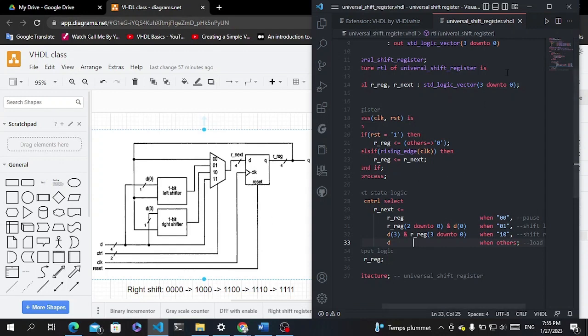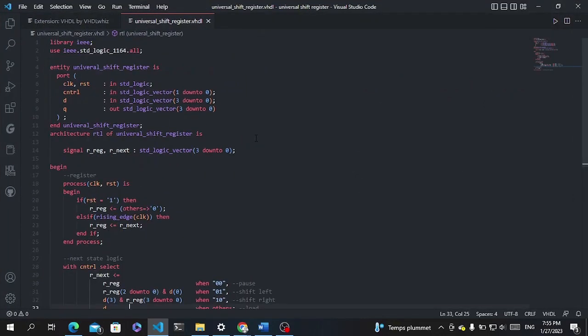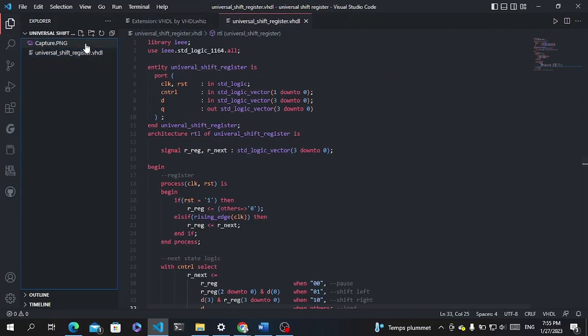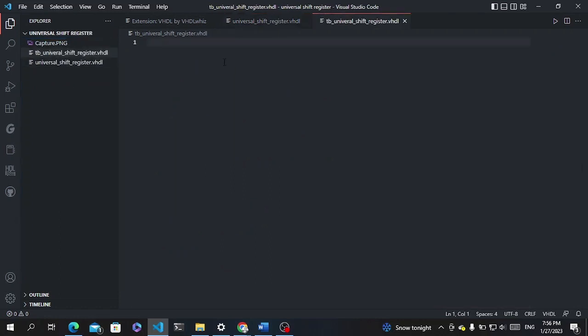Great. So now let's write our test bench so that we will be able to test our signal. To do this, I'm going to first of all create our universal shift register test bench. And then I'm going to write the code and then I will explain.